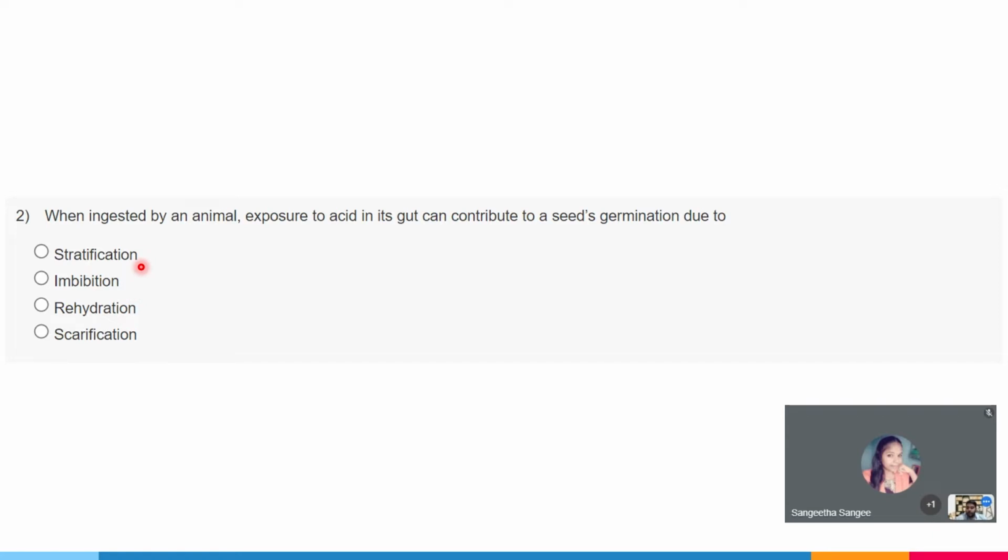So these are the various processes that are required, but the question is, when ingested by an animal, exposure to the acid in its gut can contribute to seed germination. And what is this process known as? The options are stratification, imbibition, rehydration, and scarification. This is a one-option-correct question, only because it's a single-answer type. So will anyone try to answer this?